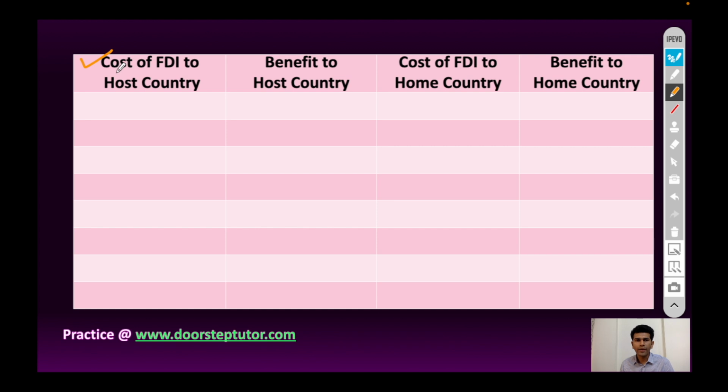Cost of FDI to the host country means what are the disadvantages to the host country wherein FDI is inflow. Benefits are the advantages to the host country, cost to home country, and benefit to home country. Let's discuss what are the costs of FDI to the home country. First, cultural interference.